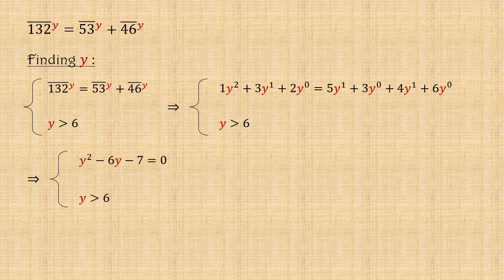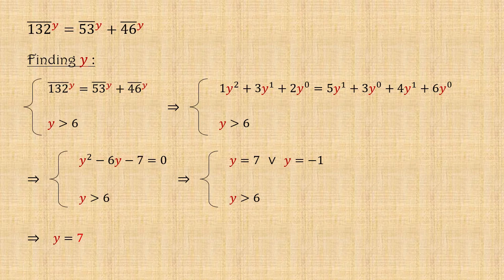So we would have y squared minus 6y minus 7 equals 0 and y strictly greater than 6. Therefore, when solving this second-degree equation, we find for y the values 7 and minus 1, but as y must be strictly greater than 6, we deduce that y equals 7.